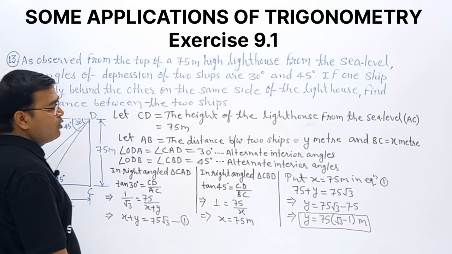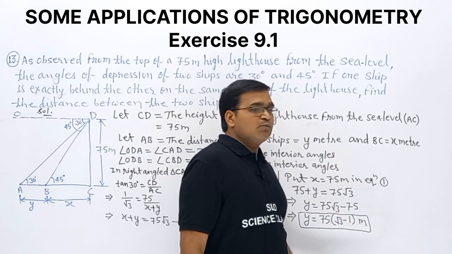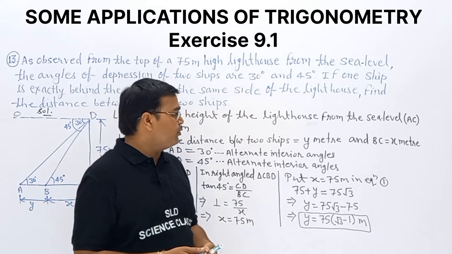the two ships will be what? 75 into square root of 3 minus 1 meter. This will be the answer. Clear? I hope you understand this one.